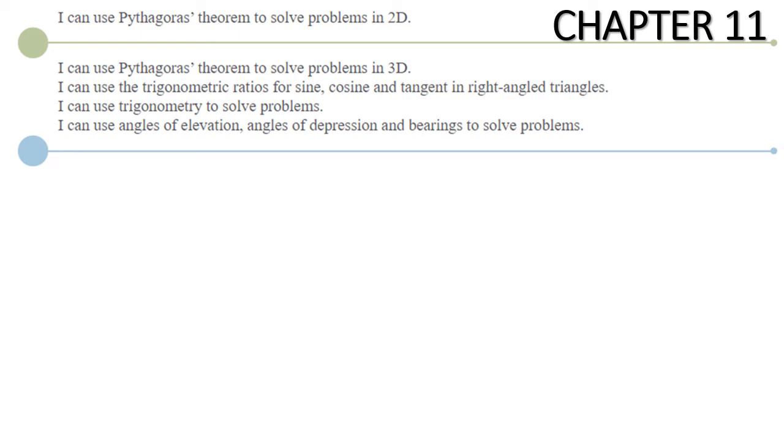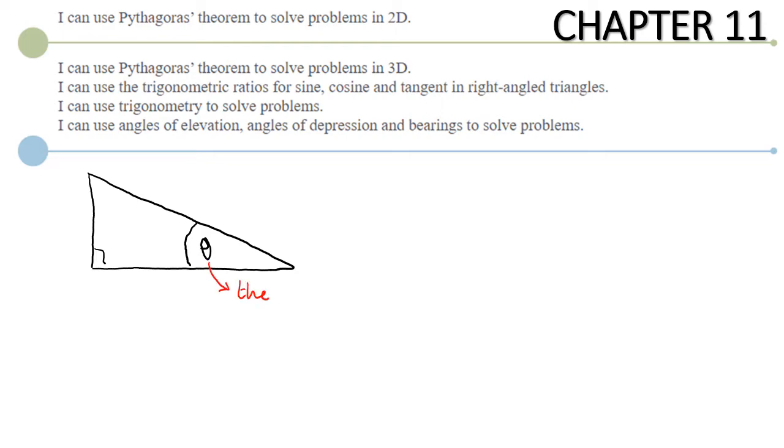This is chapter 11 from the textbook, and this covers right angle triangles and working out sides and angles with right angle triangles. So the first thing we need to recognize is the labeling of the sides. This is going to help with the two types of things that we can do with right angle triangles. And I'm going to use this Greek letter here, theta, to represent the angle. Theta, it could be x, could be something different.